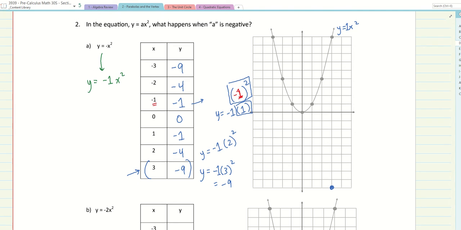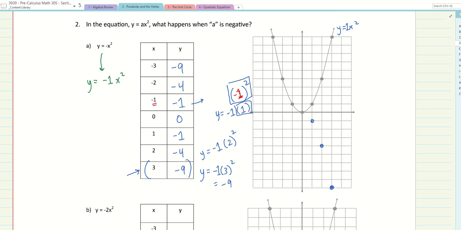Why does it do that? Dang it. Why isn't my pen working? Let's do something like this.